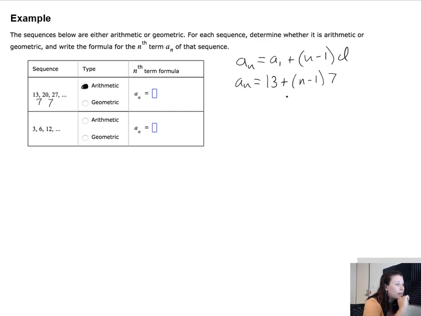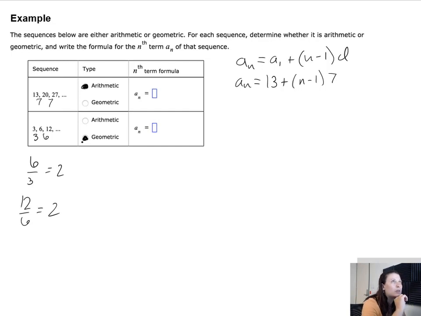Okay, now we want to figure out the next one. Is it arithmetic or geometric? So 3 to 6, that's 3 difference. 6 to 12, that's 6 difference. It's not arithmetic. So 6 divided by 3 is 2. 12 divided by 6 is 2. So it's geometric. Just make sure on that one, even though you only have 2 options.